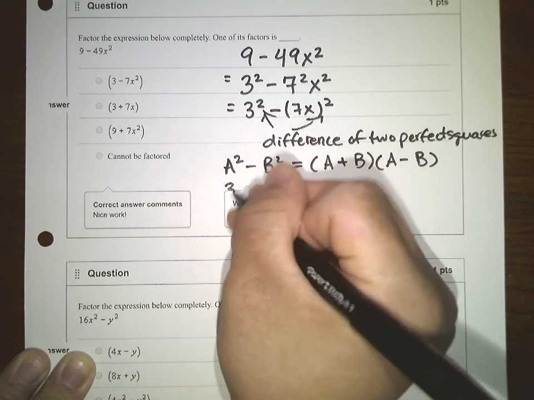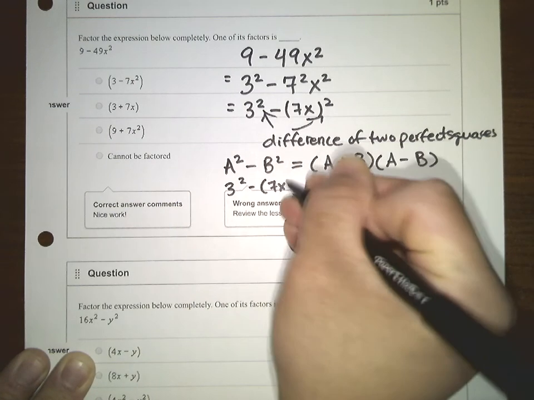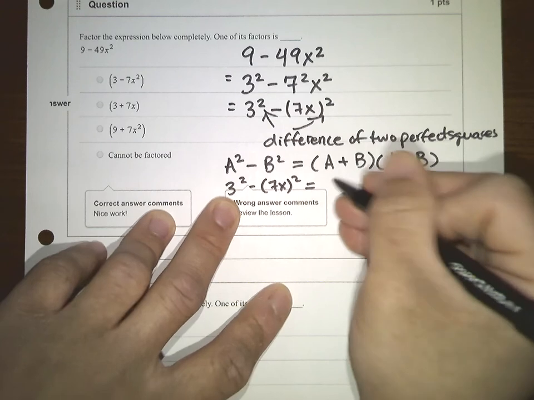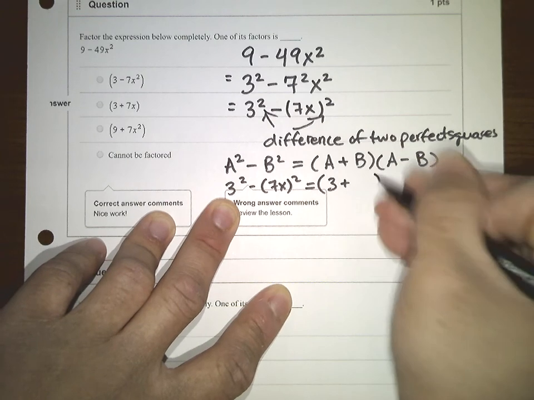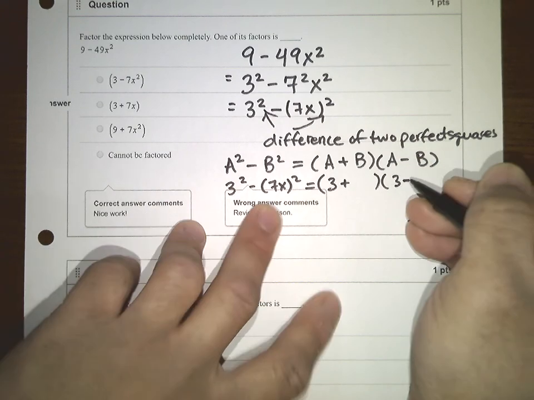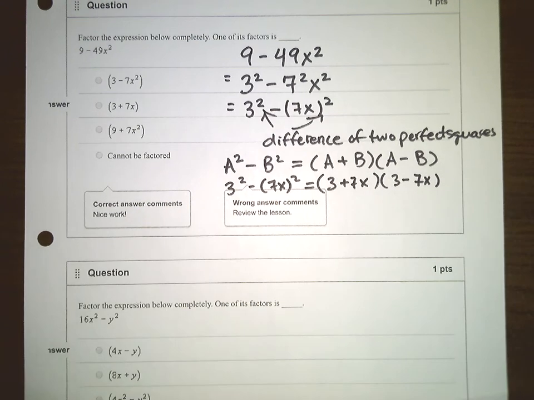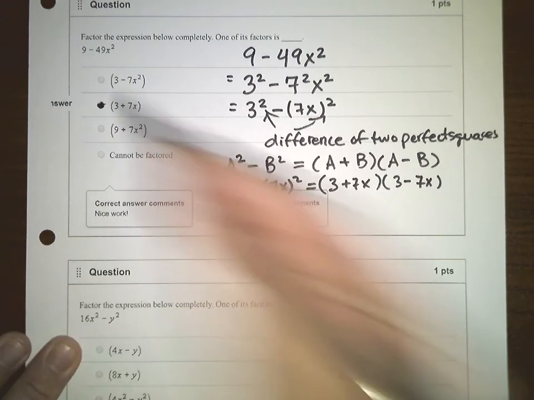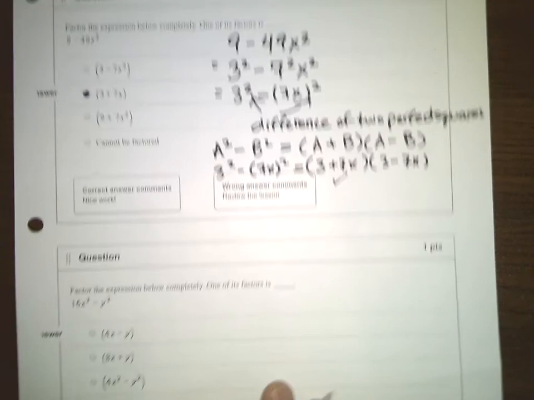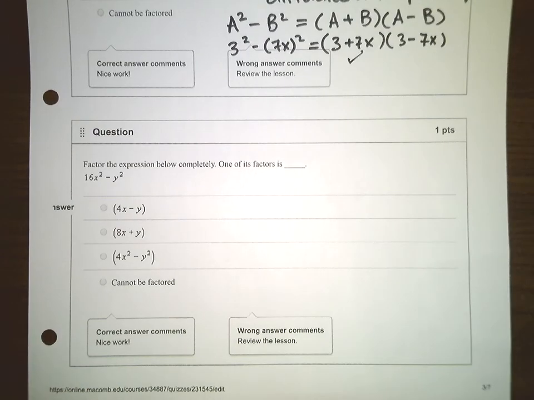So I have 3 squared minus 7x squared. So the a is 3, so 3 plus, 3 minus, and the b is 7x, so 7x, 7x. And then I can see that one of the factors is 3 plus 7x. All right, let's try again.